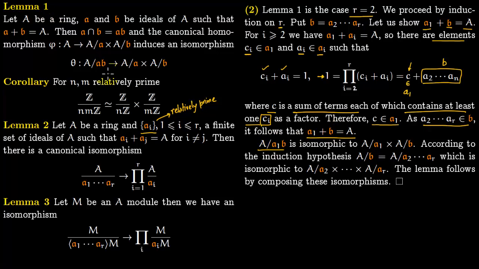Now you can use lemma 1 and the same theorem. So instead of A, we have A1, so you have this thing. And now according to the induction hypothesis, since we are using induction, A over B, where B is the product from A2 to AR, is isomorphic to this by our induction hypothesis. So we have gone one up. If you count, this is r minus 1 ideals, and from here we have gone to these r ideals. So the lemma follows by composing these two isomorphisms, this isomorphism and this induction hypothesis isomorphism.